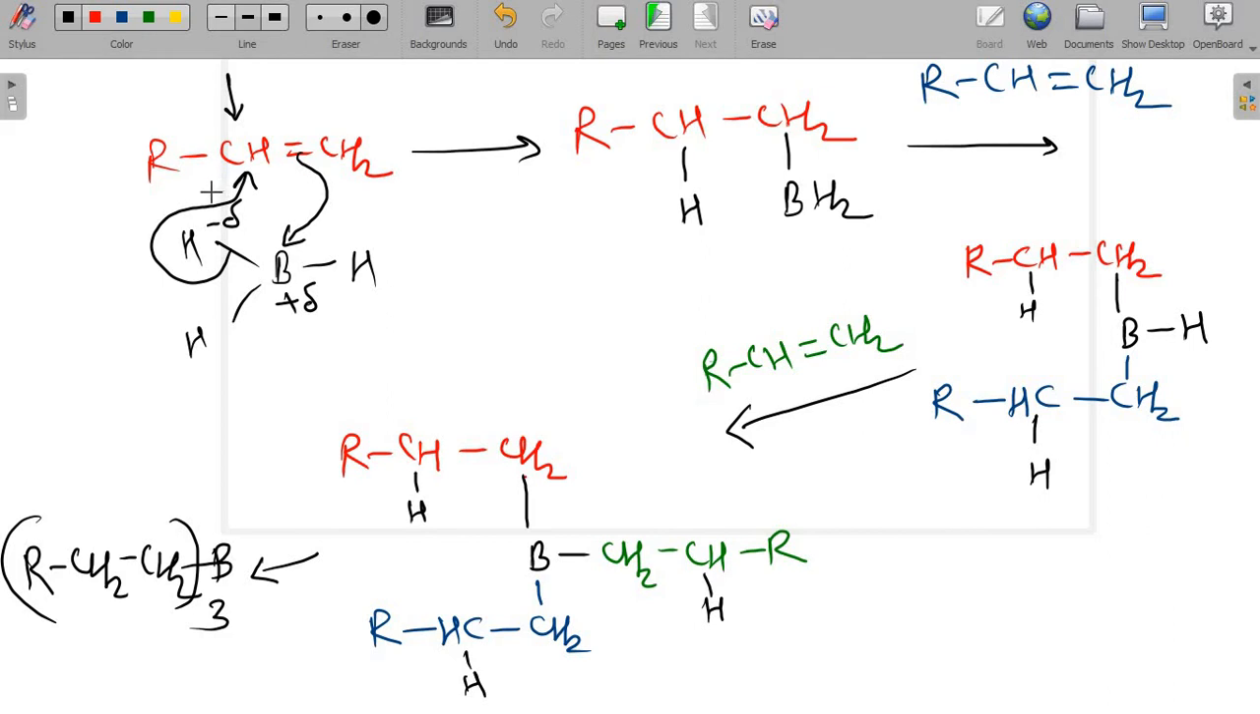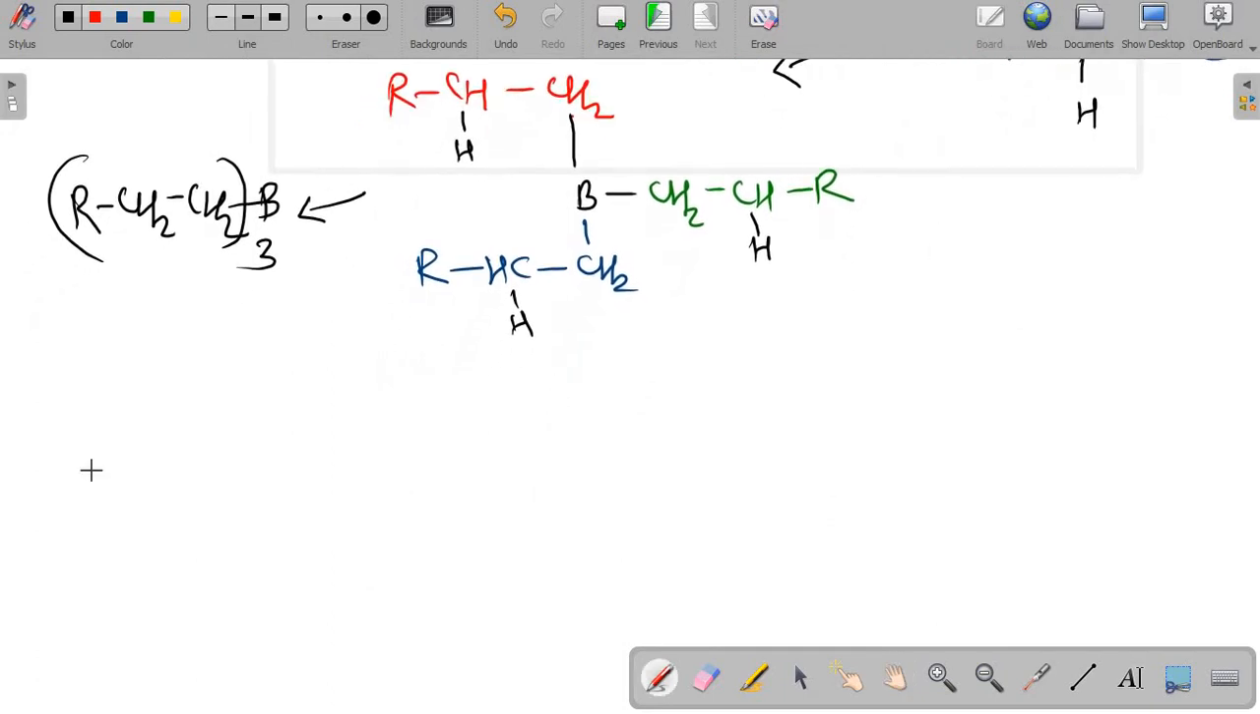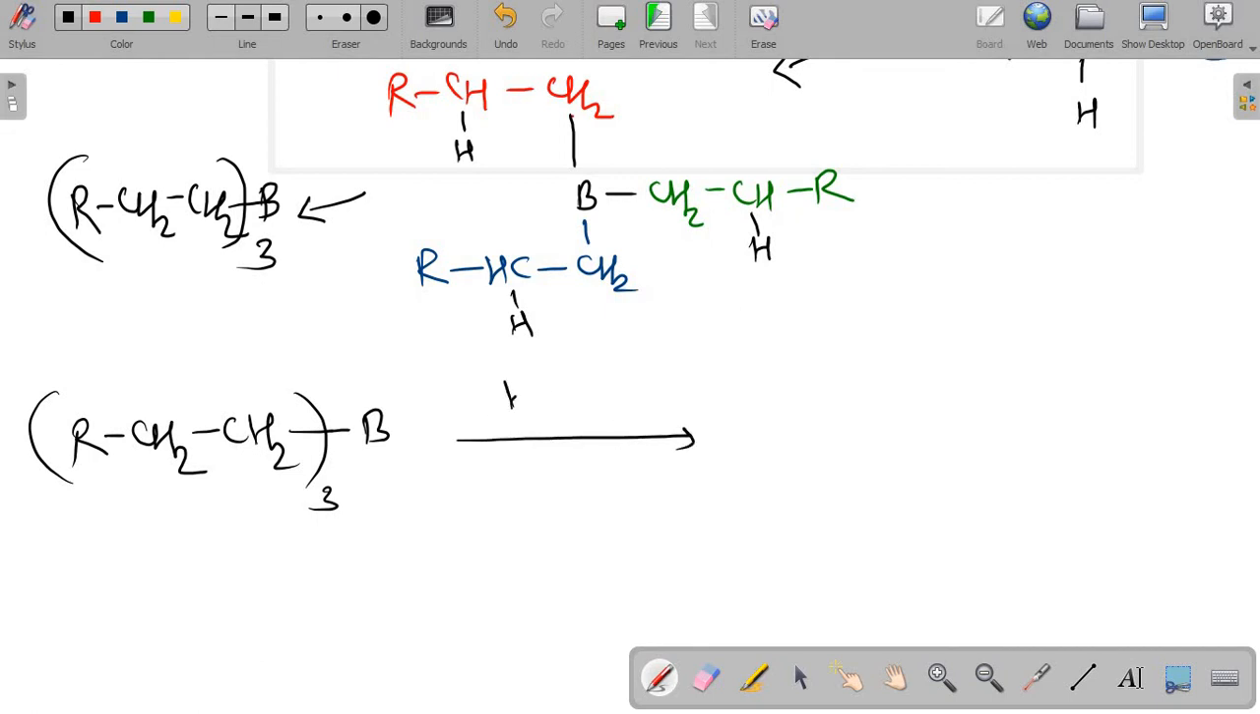Now we will see the second step. Product of first step is written as it is, that is trialkyl boron. This is RCH2CH2 3 times and here B, which on oxidation with H2O2 in presence of sodium hydroxide at basic condition. Here also we are having 3 molecules of H2O2. This is the second step, that is oxidation step. First step is hydroboration. Second step is oxidation.